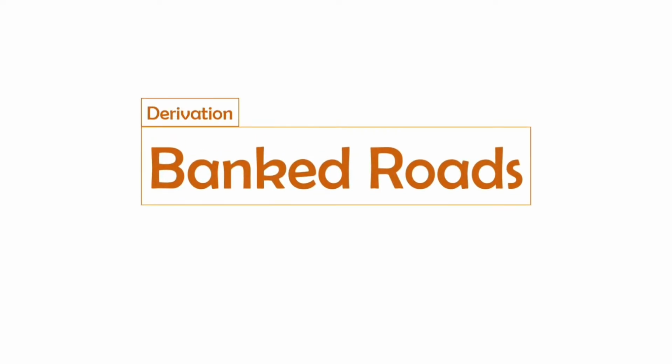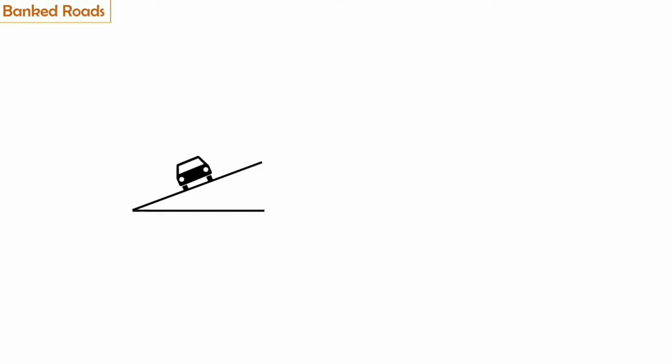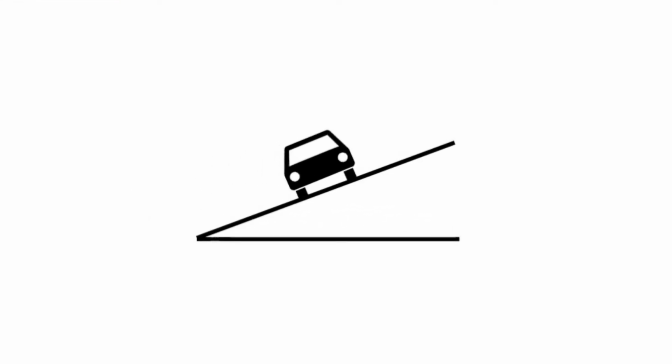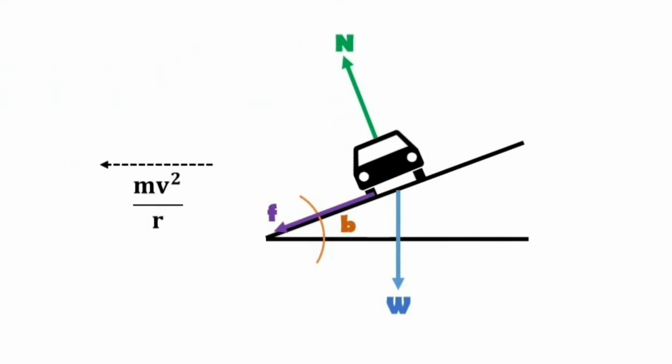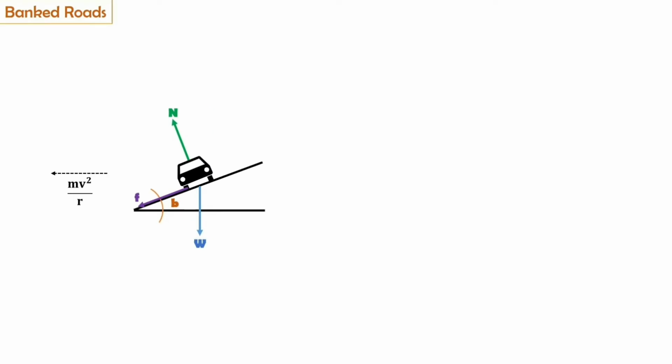In this video, we'll be discussing the derivation of banked roads. So let's consider a banked road on which a car is moving in a circular motion. So this is the banking angle, that is B. The forces acting on the car are the normal force, weight and the frictional force respectively. And we know that centripetal force is acting radially inwards.